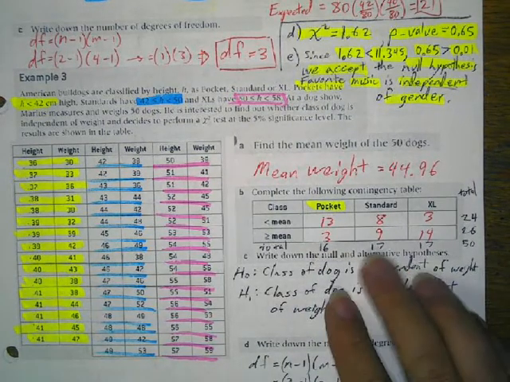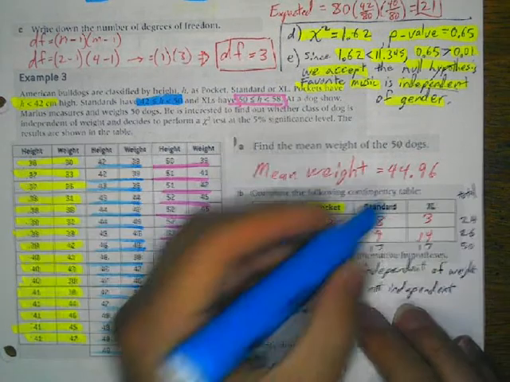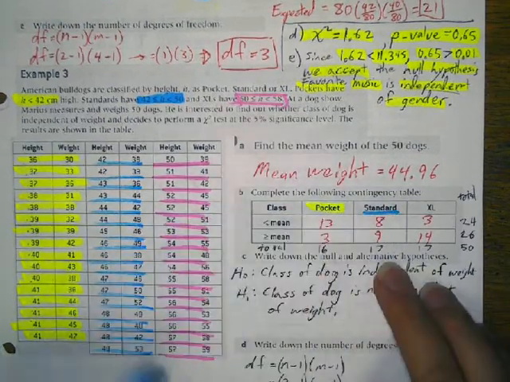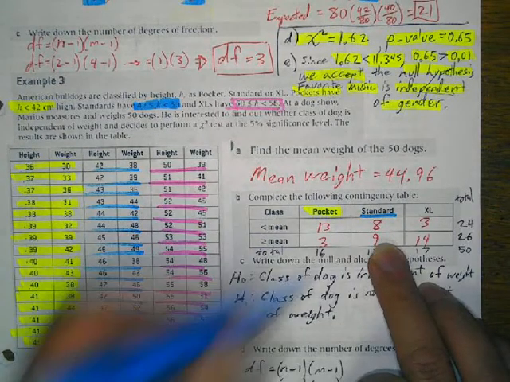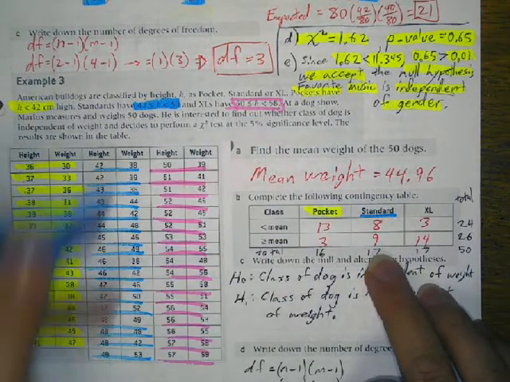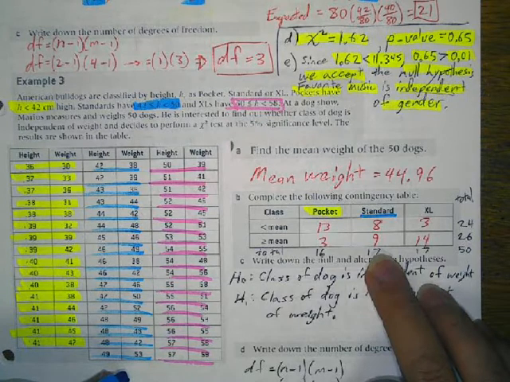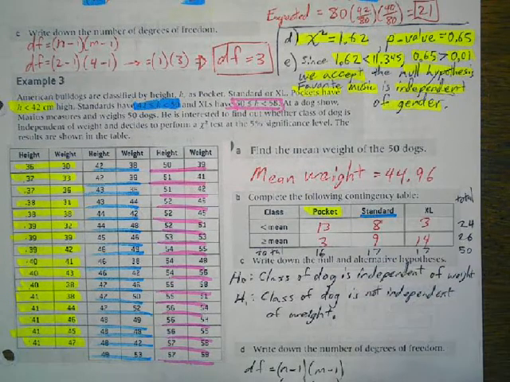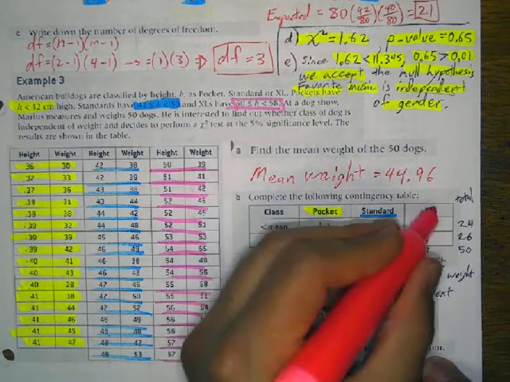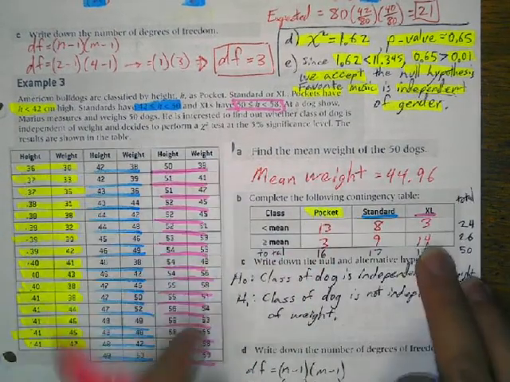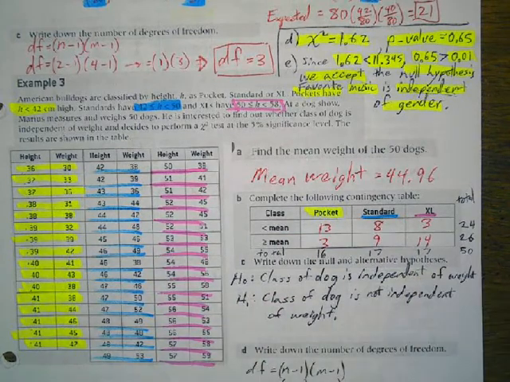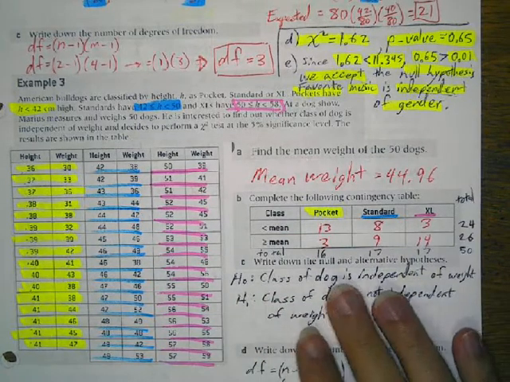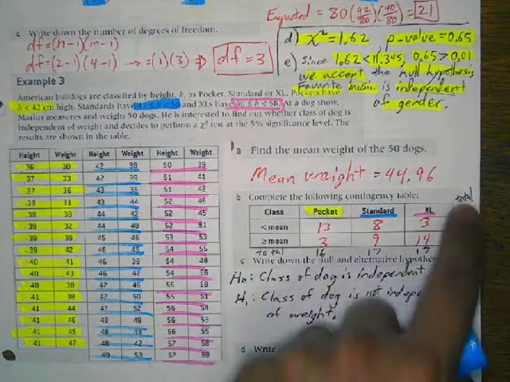Now, standard dogs. There were 8 standard dogs that weighed less than 44.96, and there were 9 standard dogs that weighed more than that value. And then for XL, there were 3 dogs that weighed less and 14 dogs that weighed more. Just for calculation ease, I got my totals here.